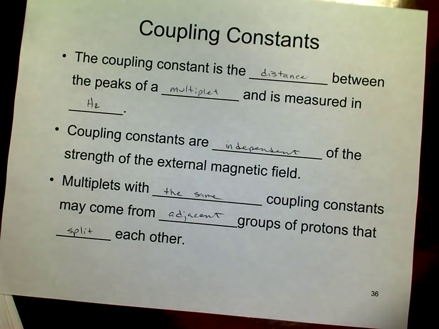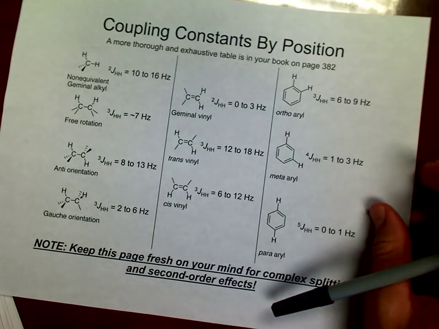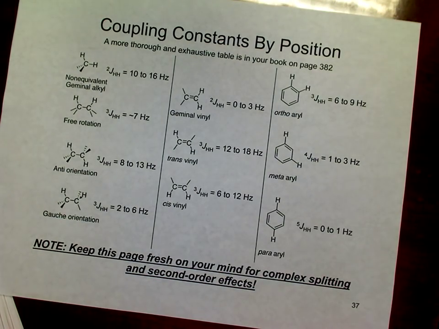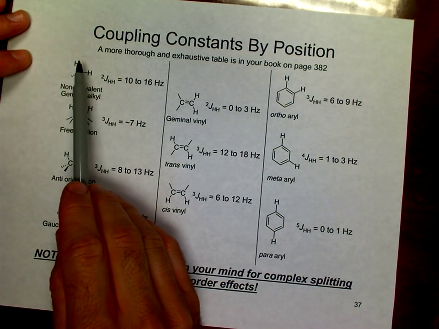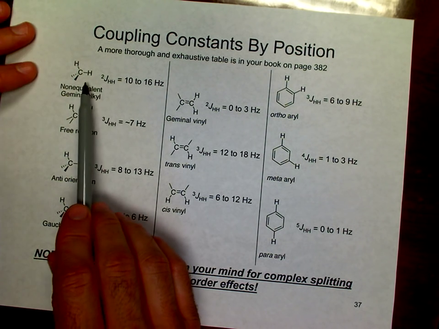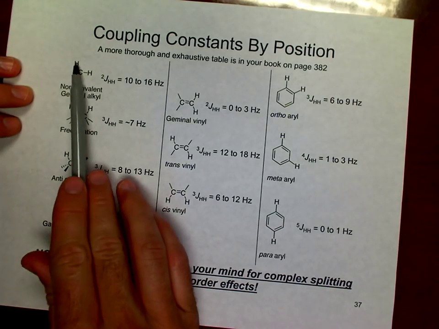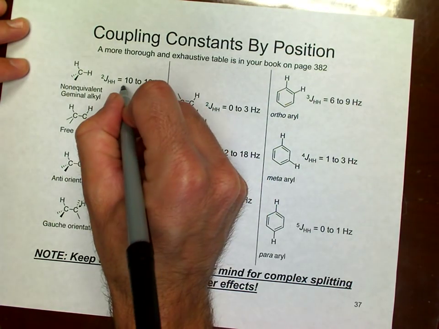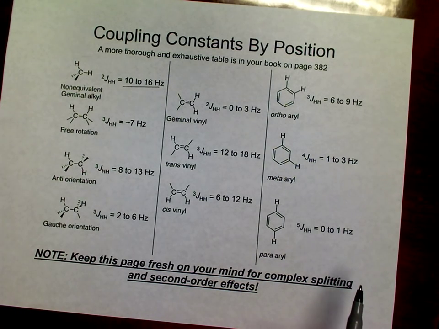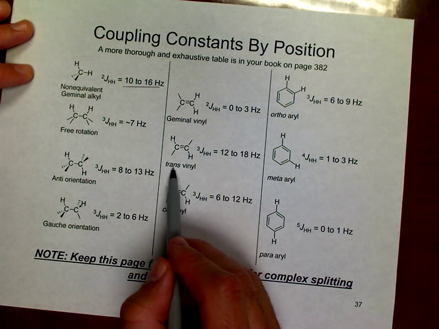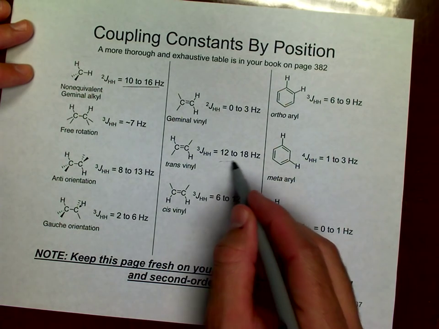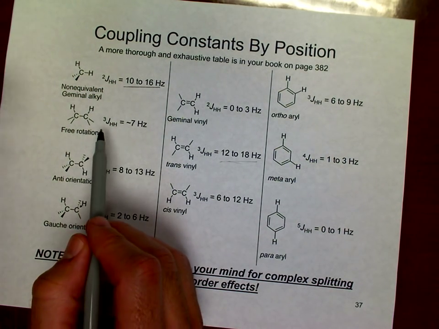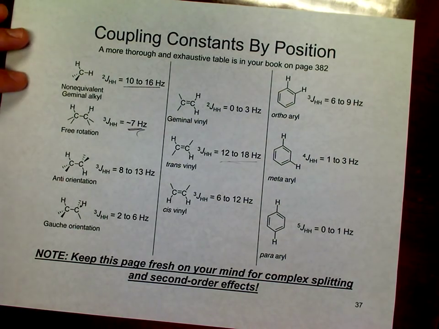On the next slide, slide 37, I don't have anything to fill in. This, by the way, is in your book. I just put it here for emphasis. Notice this is a 2-bond coupling, so these are geminal protons. You would only see this if these two protons were non-equivalent, say, adjacent to a chiral center. The coupling is quite strong, 10 to 16 hertz. The only area you see a coupling that strong is over here in trans vinyl protons, 12 to 18. With free rotation, your typical alkyl 3-bond coupling is around 7-ish hertz.